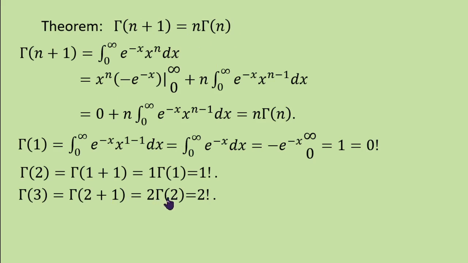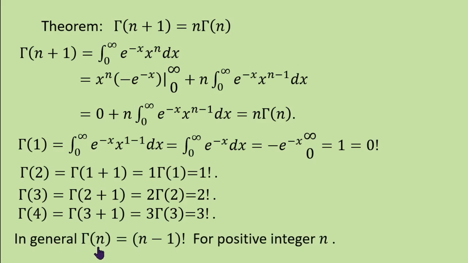2 into gamma 2, gamma 2 is 1 factorial, 2 into 1 factorial is 2 factorial. Gamma 4 is gamma 3 plus 1, 3 gamma 3, gamma 3 is 2 factorial, 3 into 2 factorial is 3 factorial. Similarly, gamma 5 is 4 factorial, gamma 6 is 5 factorial, gamma 10 is 9 factorial, and so on. In general, gamma n is n minus 1 factorial for positive integer n.